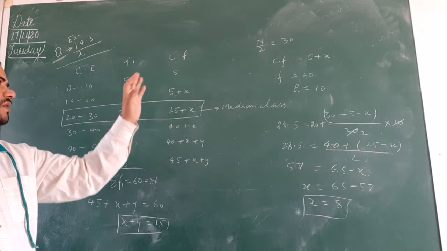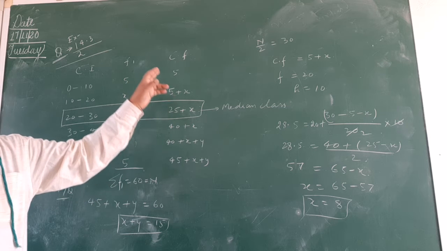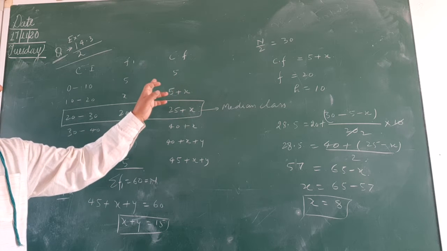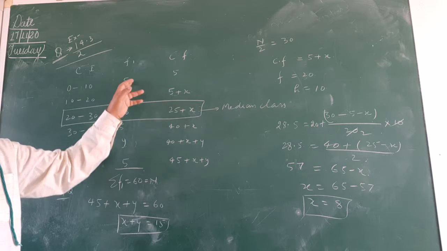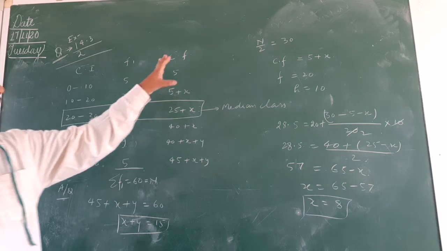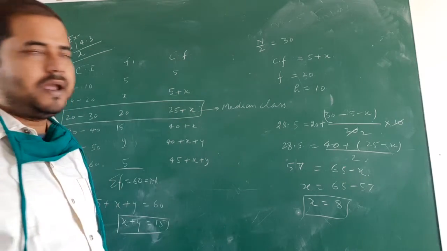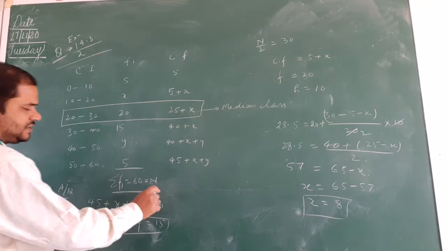Then the next one is 5. This is the less than type of cumulative frequency. We add 5. First one is 5. Then we add 5 in the second, 5 plus x. Then the third one, 5 plus x plus 20, 25 plus x. In this manner we find the cumulative frequency. Okay. And now the sum of frequencies is nothing but 60.